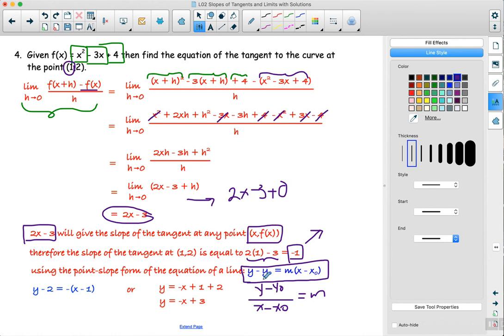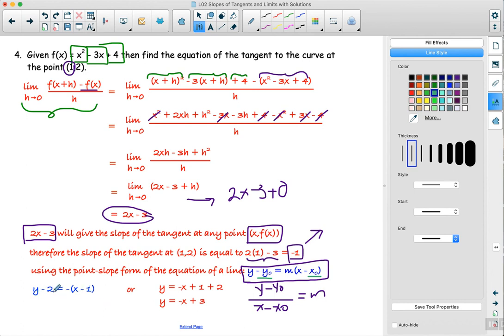The things you need to plug in are, I'll change my color here, the known point, and of course that would be the point of tangency. So the y-coordinate of the point of tangency, the x-coordinate, and we're going to plug in the slope there. So y minus 2, that's the y-coordinate of the point of tangency, is equal to the slope we found to be -1. So negative, and then we do x minus x naught. Well, the x-coordinate of the point of tangency is 1. So in point slope form, y minus 2 equals negative times x minus 1.